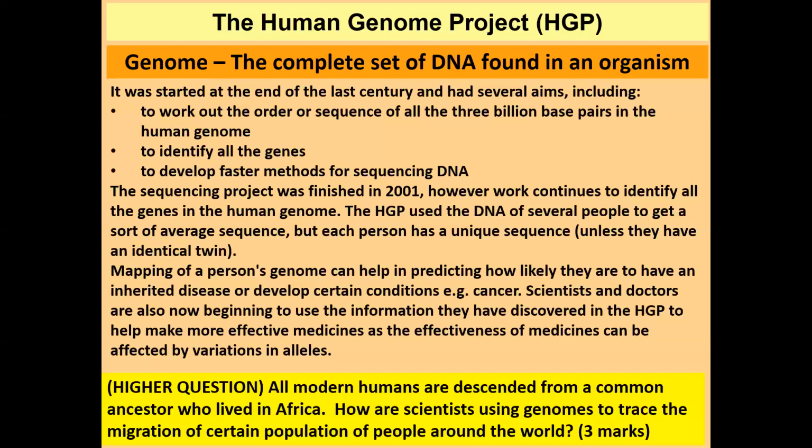Now, this is a higher-tier question that's appeared in the past. It said: all modern human beings are descended from a common ancestor who lived in Africa. How are scientists using genomes to track the migration of certain populations of people around the world? So I want you to think about that and think about what you might put down for a question like that. Pause your video now.